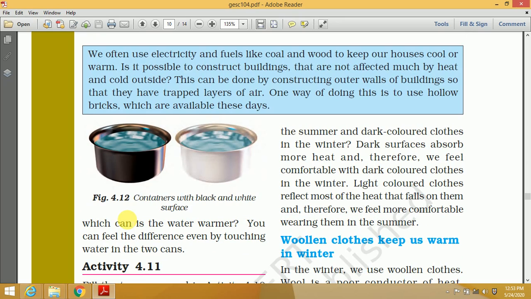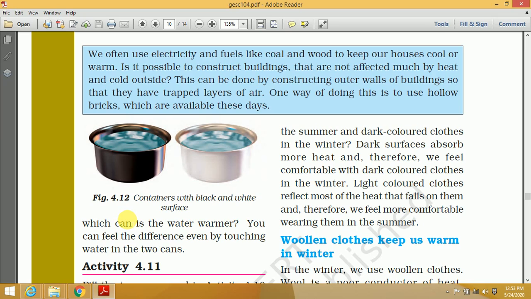Okay, so when you keep both of the cans in the sun, we will observe that the water in the black can will become heated up faster. And if both of the cans have warm water and you keep them in the room or in shade, after 10, 15 or 20 minutes when you touch the water in both of the cans, you will see that the white colored can is going to lose heat more effectively.